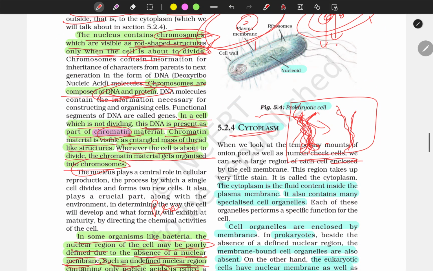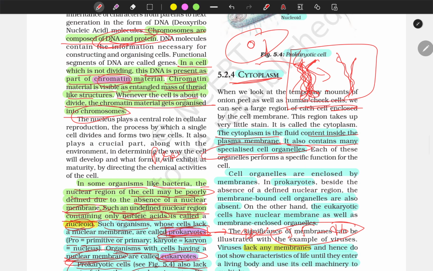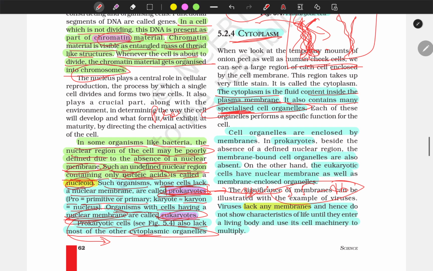Now let's discuss the cytoplasm. What is cytoplasm? All the fluid material inside a cell except the nucleus is called cytoplasm. Cytoplasm is a fluid contained inside the plasma membrane. It contains mainly specialized cell organelles. Why specialized? Because every cell organelle has a special function. Some have to do with fat, some with protein, some with packaging, and some with destroying things and digesting. Cell organelles are enclosed by a cell membrane.